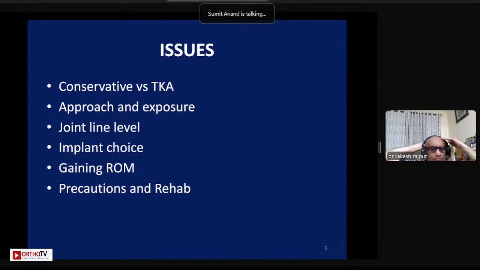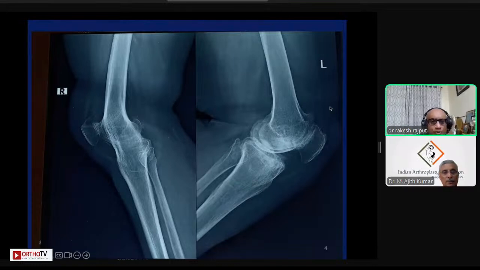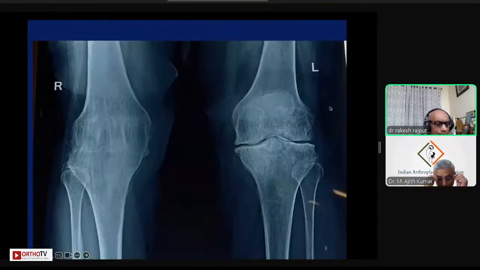So she was counseled and she wanted a painless mobile knee, so we went ahead with total knee. The options were different for approach, how to determine the joint level, what implants to choose, how to gain some movement, and what would be the rehab protocol. So should I go ahead with what we did, or can we have some discussion? Yeah, Sumit, please go ahead.